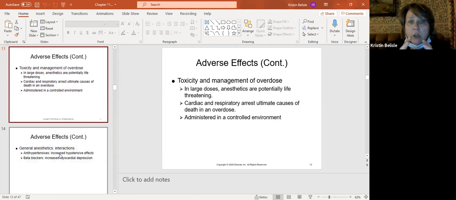Okay. In large toxicity and management of overdose, in large doses, anesthetics are potentially life-threatening. Cardiac and respiratory arrest are the ultimate causes of death in an overdose, and it's administered always in a controlled environment. You aren't giving general anesthesia up on a floor or even in the unit. They need to be in an OR with an anesthesiologist, a physician, right at bedside at all times.